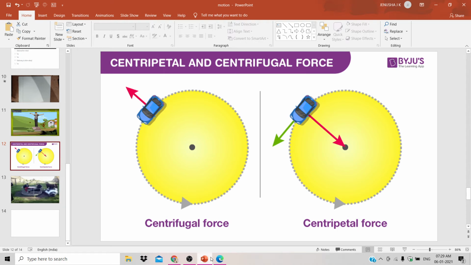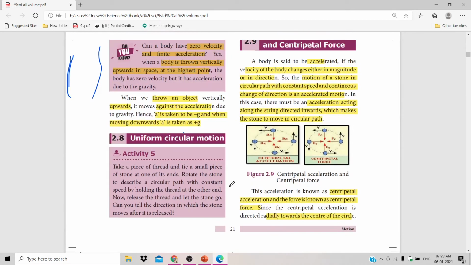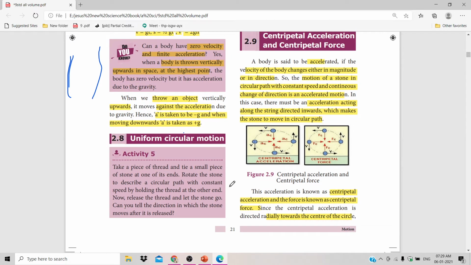In centripetal acceleration or centripetal force, like in uniform circular motion, the object moves in a circular direction and changes direction at every point. The motion of the stone in a circular path, with constant speed and continuous change of direction, is an accelerated motion. We know that. What is accelerated motion? The change in velocity and direction is called accelerated motion.